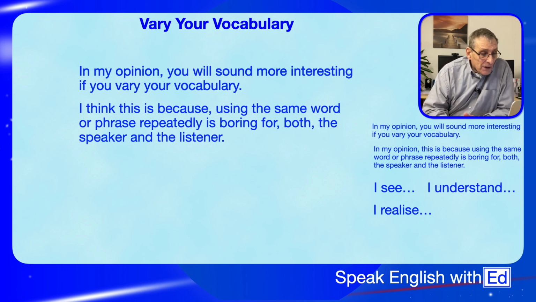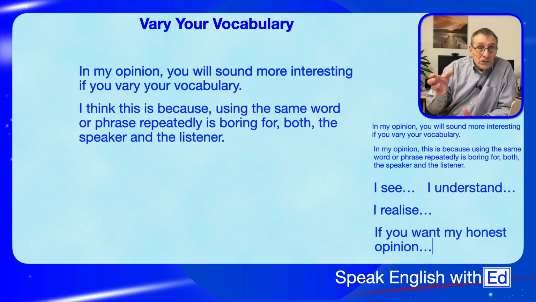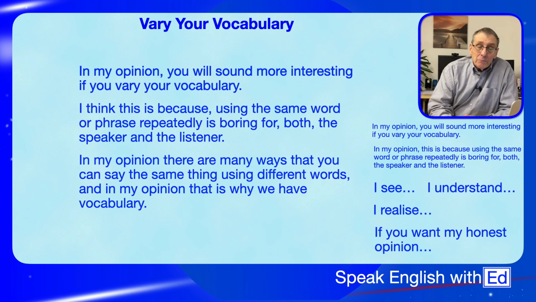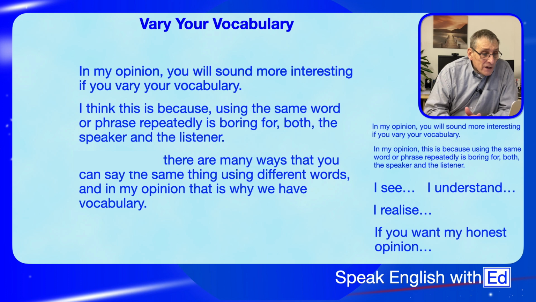Or we could use something like, if you want my honest opinion. We're still using opinion, but we're now adding a little bit saying where this is my honest opinion. Now the first, in my opinion, is naturally needed here because we're stating a fact. And we could say there are many ways that you can say the same thing using different words. And if you want my opinion, that's why we have vocabulary. Now that would be fine.